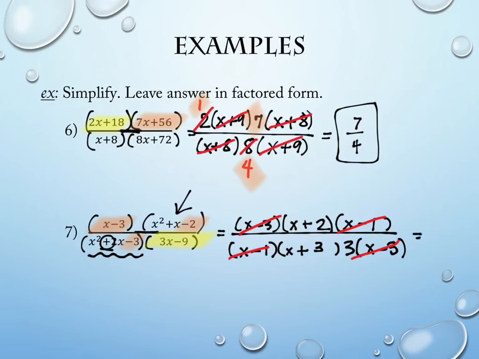So on top, I'm left with x plus 2. On bottom, I'm left with, don't forget the 3 right there. There's a 3. I'm going to put it at the beginning. If you put it at the end, it's okay. I have a 3, and I have an x plus 3.